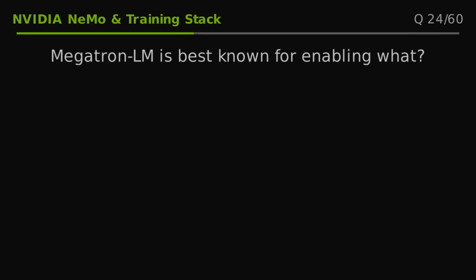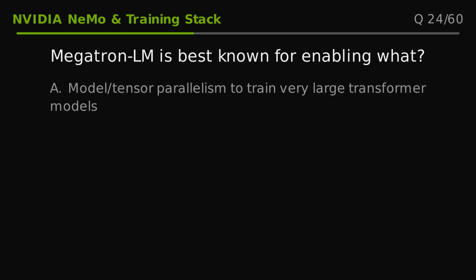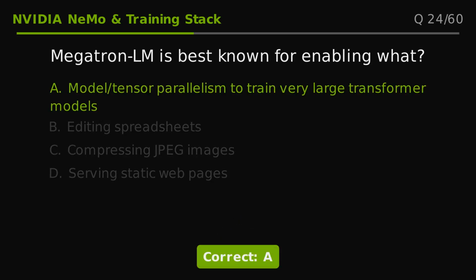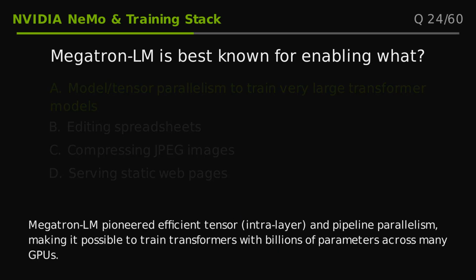Question 24. Megatron is best known for enabling what? Option A. Scaling by tensor parallelism to train very large transformer models. Option B. Editing spreadsheets. Option C. Compressing images. Option D. Hosting static web pages. The correct answer is A. Megatron pioneered efficient tensor, intra-layer, and pipeline parallelism, making it possible to train transformers with billions of parameters across many GPUs.